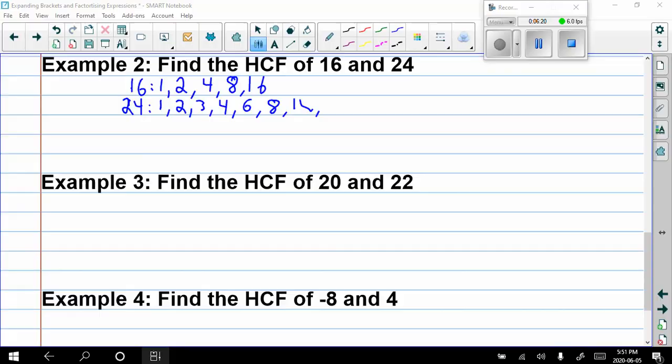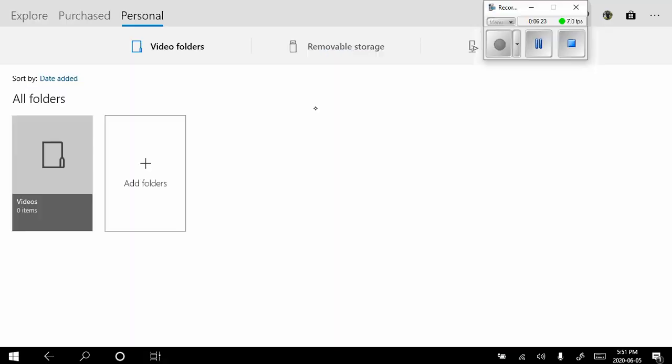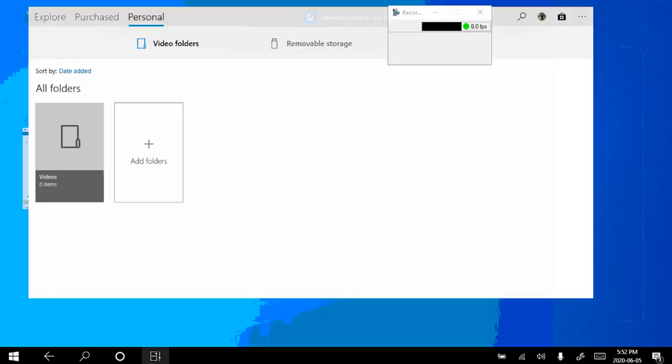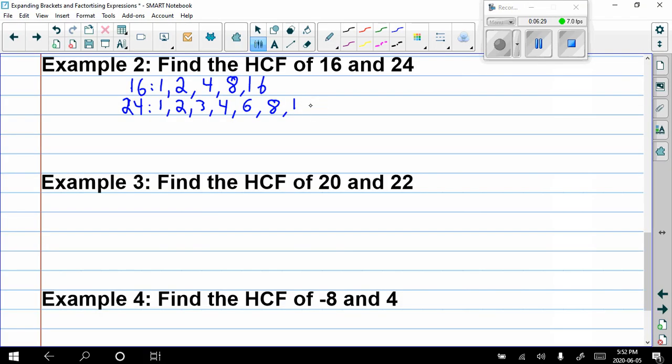Don't worry if you can't get them as quick as I am, because I've done this for a while. It'll all come with practice.